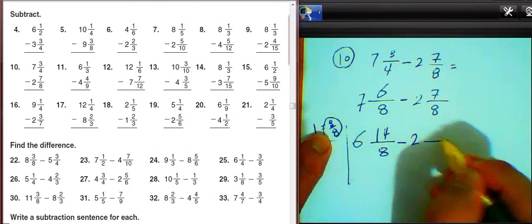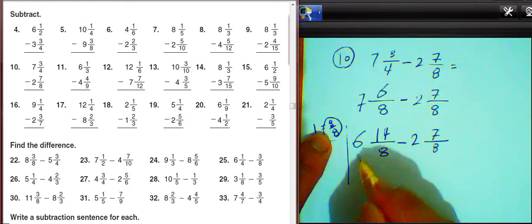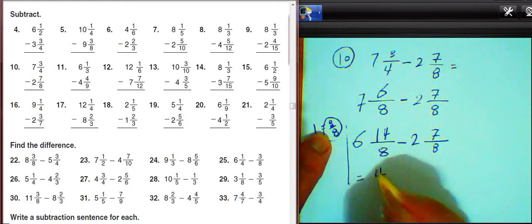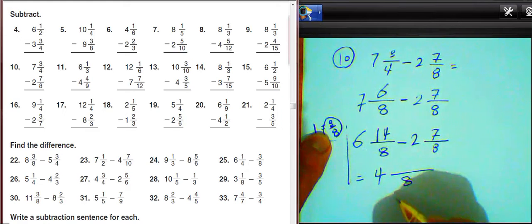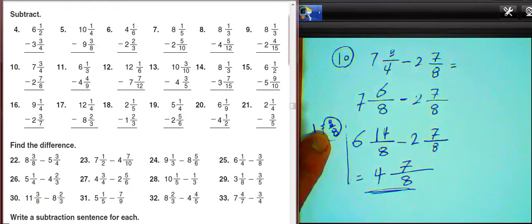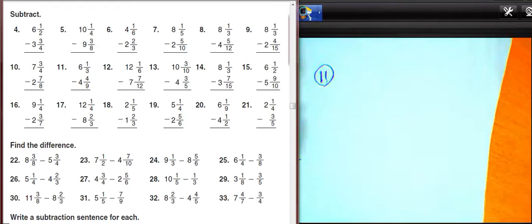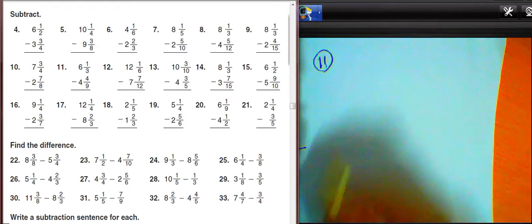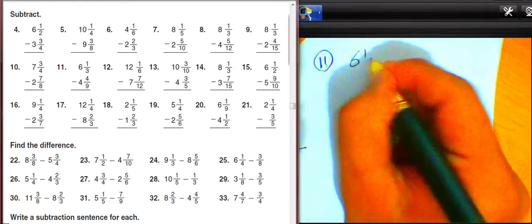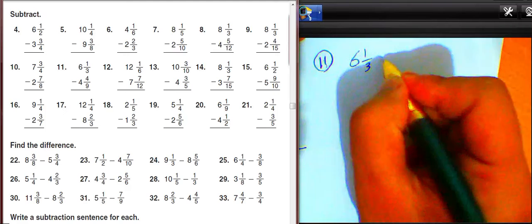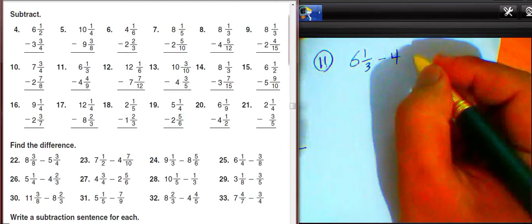Subtract 2 and 7 over 8. Then we can find the result. 6 subtract 2 equals 4, and we can write it here. 14 subtract 7 equals 7. It was the result. And what about question 11? 6 and 1 third. Subtract 4 and 4 over 9.